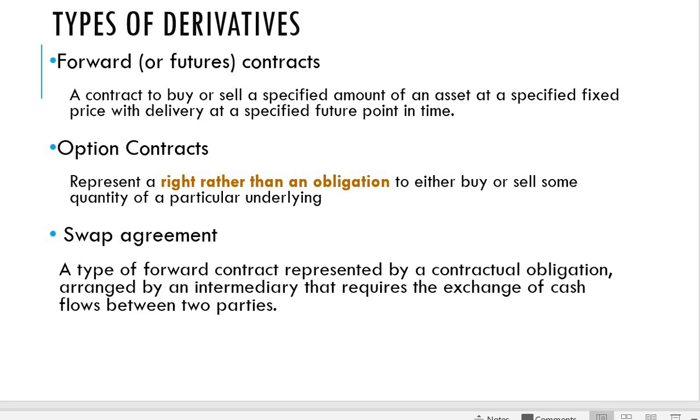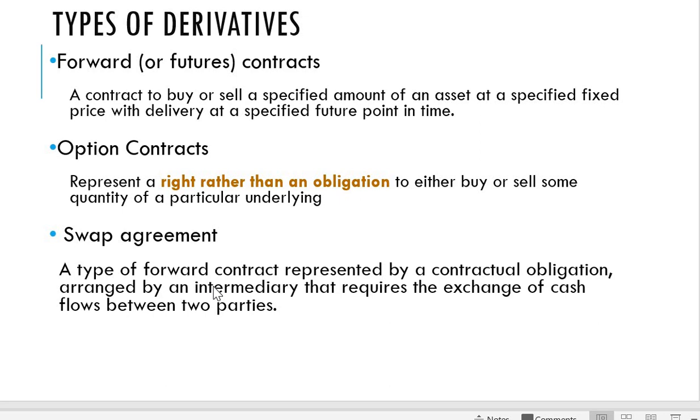Normally, the entity will push through with the contract if it's favorable. But if it turns out unfavorable, then of course the entity has the choice not to push through with the contract. Next, we have a swap agreement. This is actually a type of forward contract represented by a contractual obligation arranged by an intermediary that requires the exchange of cash flows between two parties. It is a contract between two parties to exchange payments in the future.